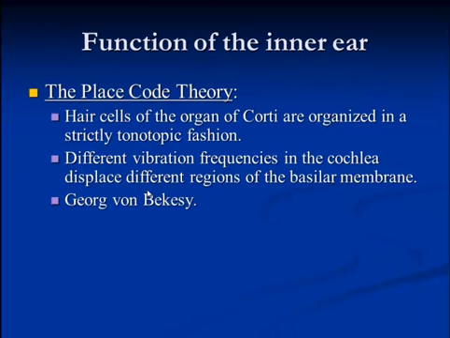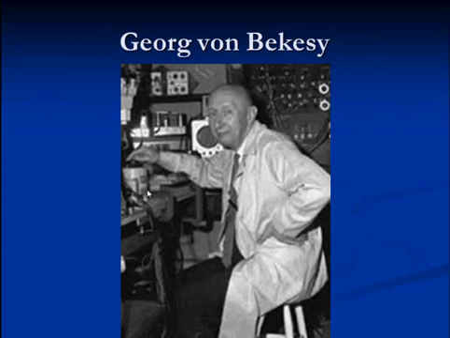So this goes into one theory I'd like you to know. It's a theory put together by a guy named Georg von Bekesy. He won a Nobel Prize for this work. And he said that the organ of Corti along the basilar membrane is tonotopic. That means it's a map of tones. Hair cells of the organ of Corti are organized in a strictly tonotopic fashion. High frequency hits near the oval window, and lower frequencies hit further along. There's a picture of Georg von Bekesy. I actually worked at the Bekesy Laboratory of Neurobiology in Hawaii because he was a professor there for a long time.